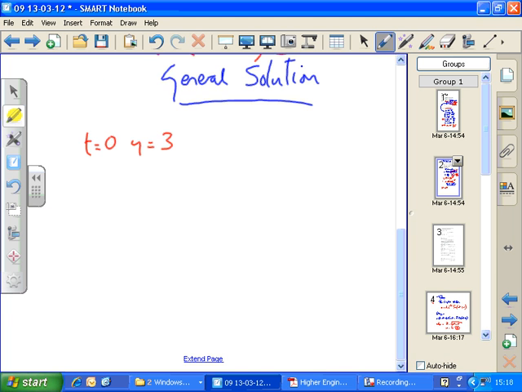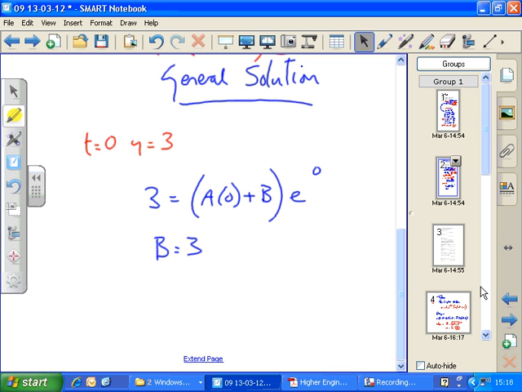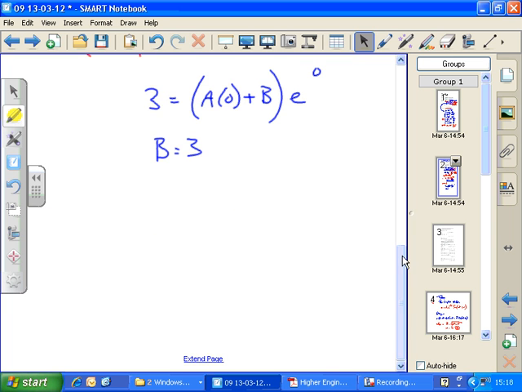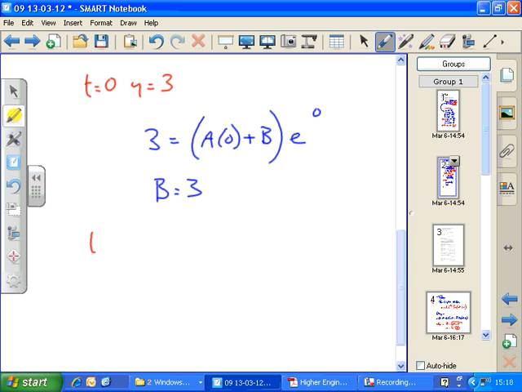Hopefully you get that y equals 3 equals a times 0 plus b e to the 0, because t equals 0. So the a constant disappears, e to the 0 is 1, and we're just left with b equals 3. So actually, it's very easy to find out what b is. Okay, b equals 3. Now for the second initial condition, we've got that when t equals 0, the differential of y with respect to t equals 3. So we've got to differentiate it.